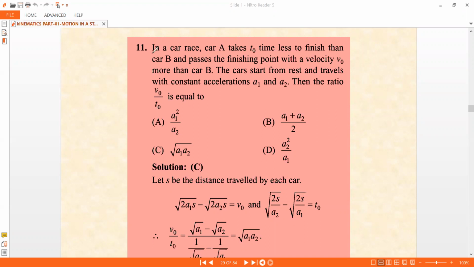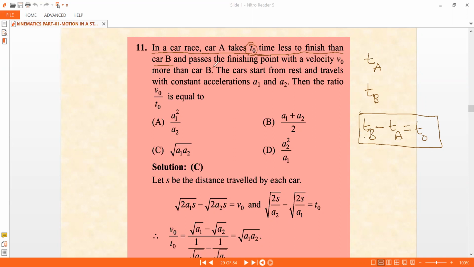In a car race, let's read the question once. In a car race, a car A takes time T naught less to finish than that of car B. So let us say car A takes a time TA and car B takes time TB. It is given that car B takes more time than car A, and the difference of the times is T naught. So TB minus TA is T naught. That is the first one.